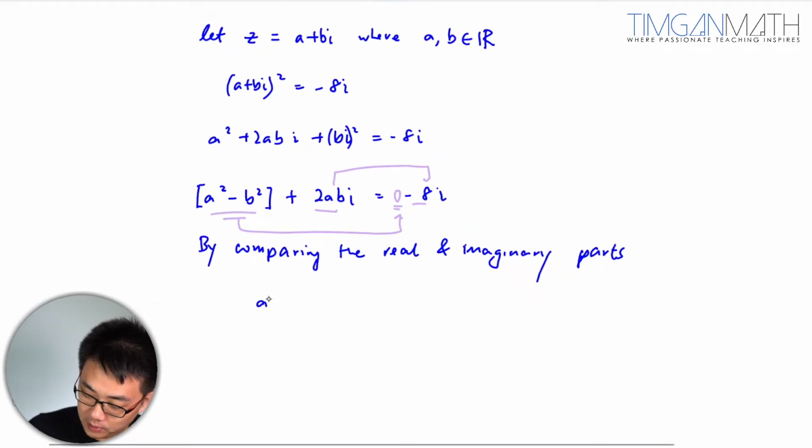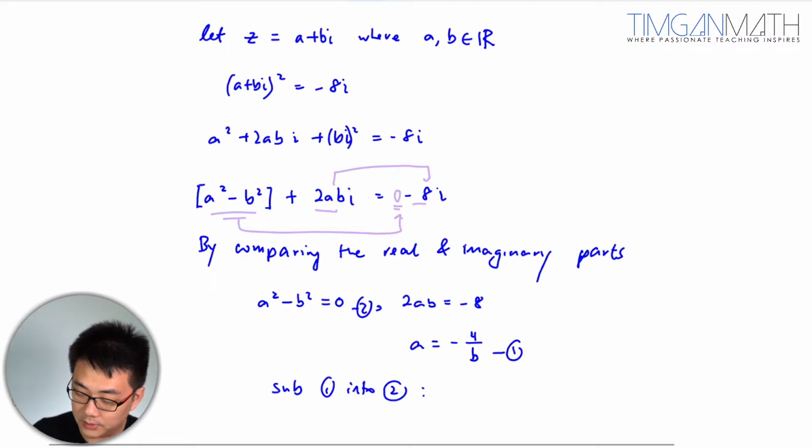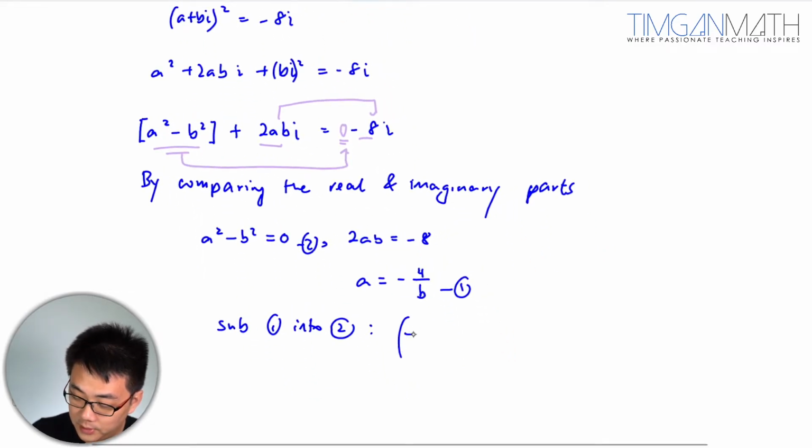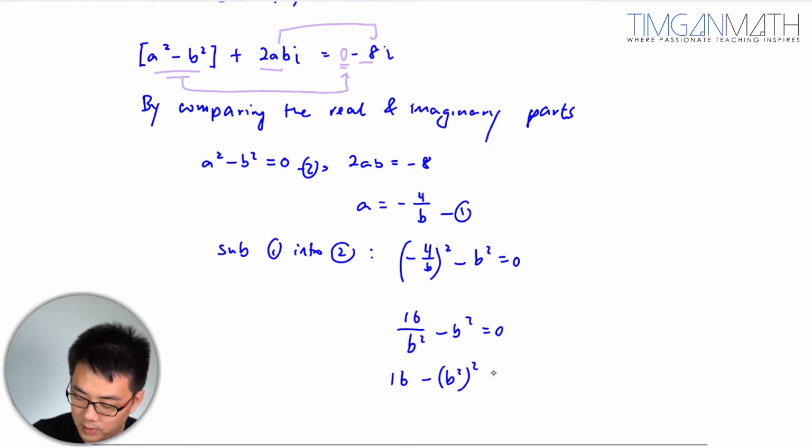Once this is done, you should be able to solve this fairly quickly. So 2ab equals minus 8, so a is equal to negative 4 over b. I'll just substitute this into the other equation, substituting 1 into 2 and solving. There's negative 4 over b, squared, minus b squared equals 0. I'm just going to quickly solve this: this is 16 over b squared minus b squared equals 0.